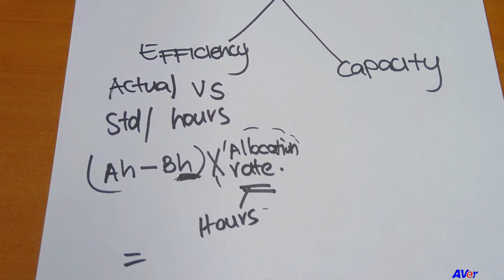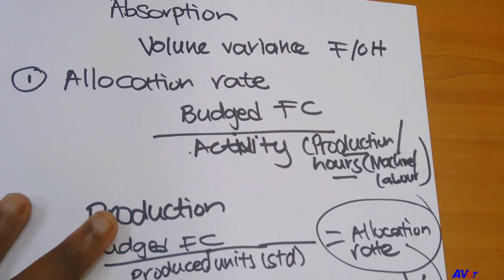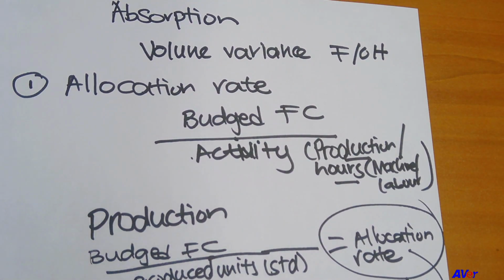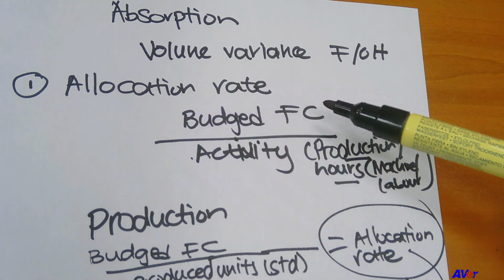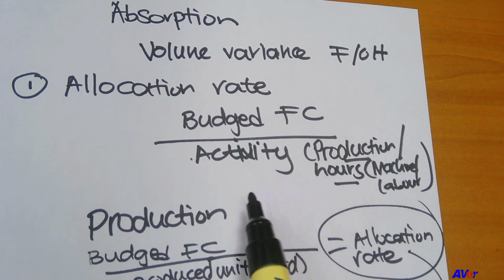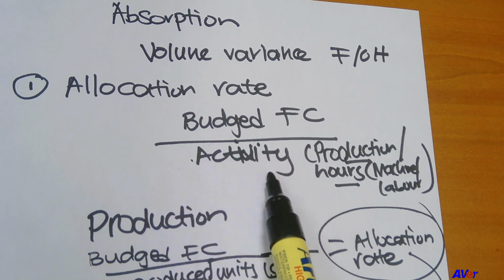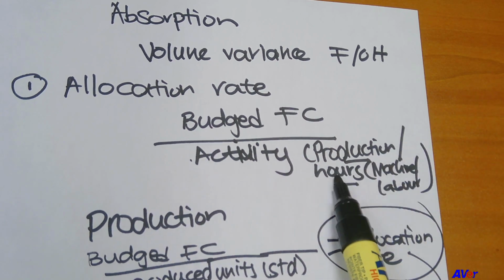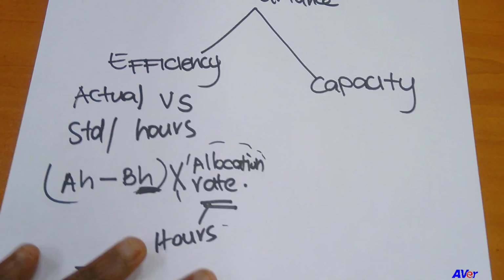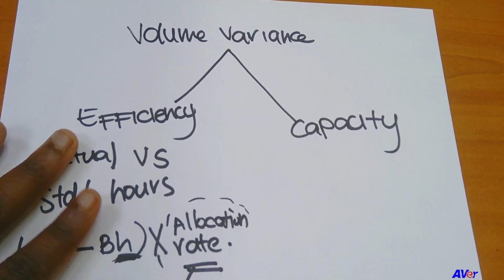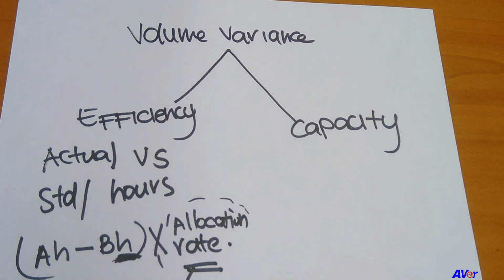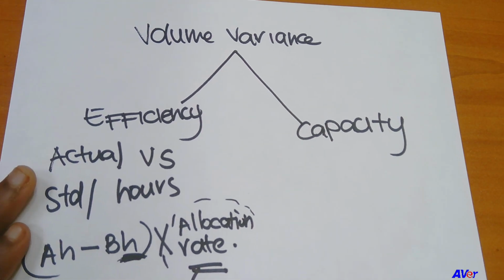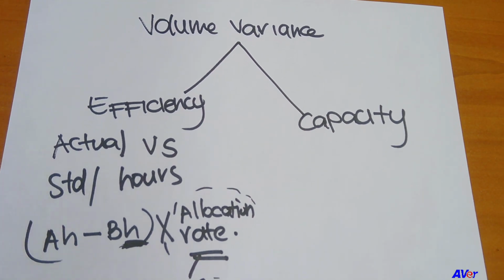I'll just remind you quickly. This is where what I just said comes from. When we calculate our allocation rate, it can be budgeted fixed cost divided by the budgeted activity, where the activity could either be production or hours. So in this case, it is hours. So your allocation rate, you calculate it normally, your budgeted fixed cost divided by the activity, but in this case, your activity will be hours.